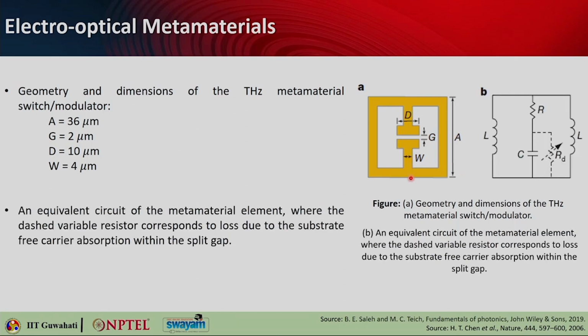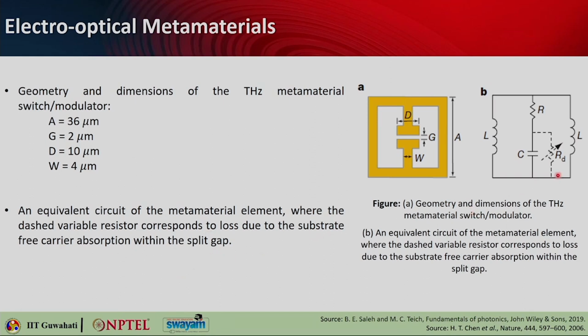And you can also make an equivalent circuit model for this metamaterial element. The loop coils can be designed as an inductor, the gap can be modeled as a capacitor, and the ohmic loss in this particular metallic structure can be modeled as a resistive element. So, this is how typically you do it.